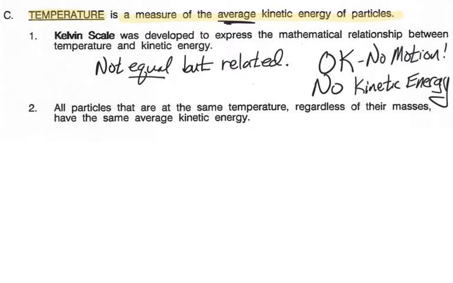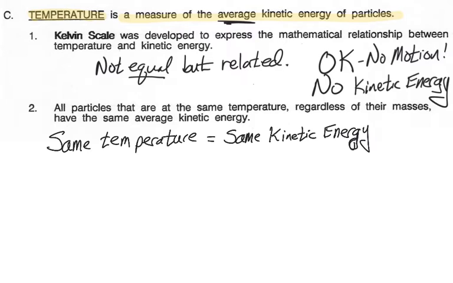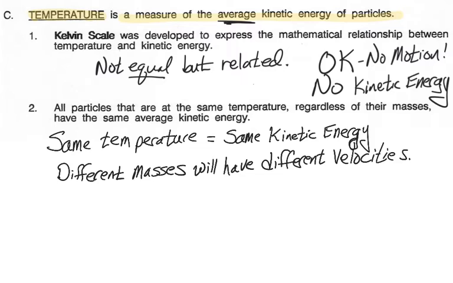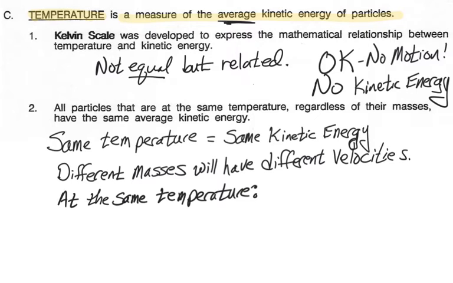We know, though, that all particles that have the same temperature, no matter what their size, have the same average kinetic energy. So if they have the same kinetic energy, but they have different masses, that means that the velocity must be changing also. So if they have different masses, they will have different velocities, but we know that they have the same kinetic energy at the same temperature. So let's look briefly at some relationships between temperature, kinetic energy, mass, and velocity, and see what happens.